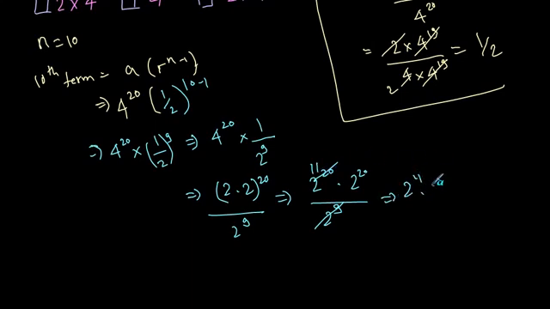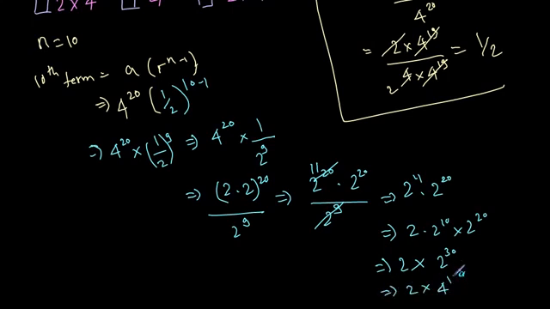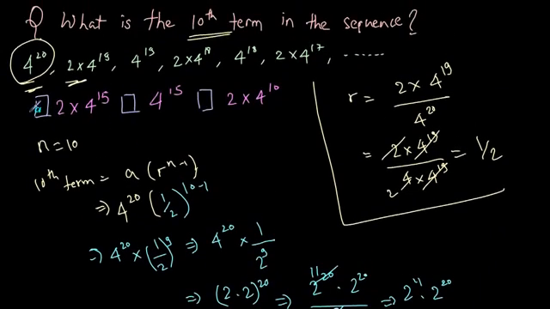Now we want a single 2 outside. So 2 raised to 31 can be written as 2 into 2 raised to 30. This can be written as 2 into 4 raised to 15. So the answer is 2 into 4 raised to 15. So the first one is the correct option.